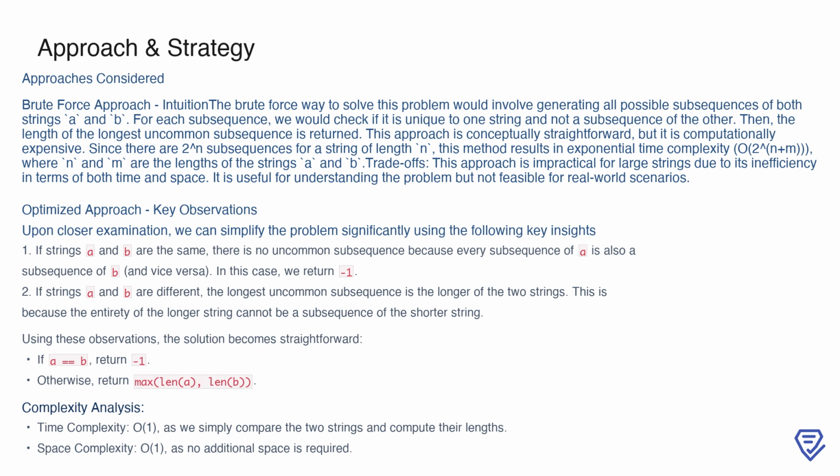For instance, if the strings A and B are identical, then there is no uncommon subsequence since every subsequence of one string is also a subsequence of the other. In such cases, we simply return -1. On the other hand, if the strings differ, the longer string itself will always be the longest uncommon subsequence, as it cannot be fully represented by any subsequence of the shorter string. This leads to a much simpler solution where we only need to check if A and B are equal. If they are, return -1, otherwise, return the length of the longer string.